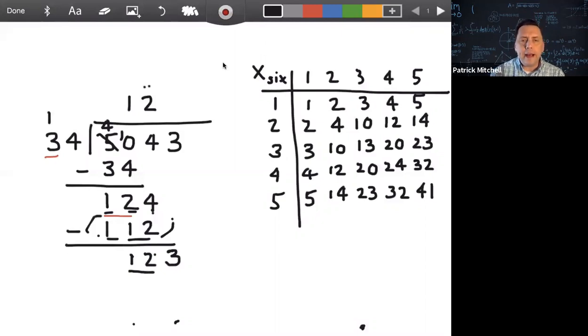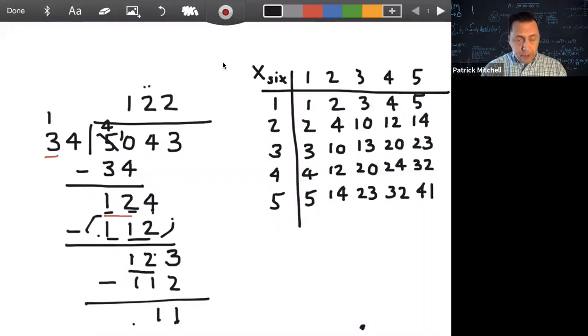And then I was about to say I got lucky because we figured out that 3, 4 goes into 1, 2, 4 2 times. Well, I think 3, 4 is also going to go into 1, 2, 3 2 times. And we even already know that 2 times 3, 4 is 1, 1, 2. And that's going to give me 1, 1. And that's going to be my remainder. So in base 6, when I divide 5043 by 3, 4, I get 1, 2, 2 with a remainder of 1, 1.